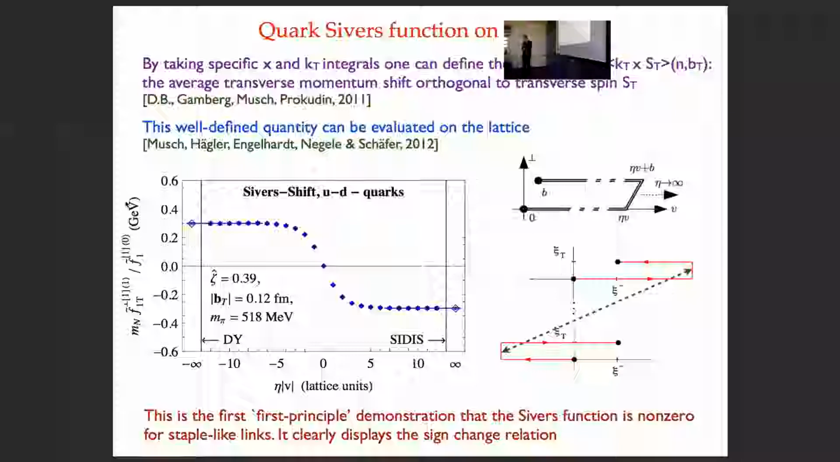Brodsky always says, well, in QED we already knew that it's non-zero. But in QCD, the Sivers TMD is really there and non-zero for staple-like links, and it shows this sign change relation, which is actually clear because they use the definition that has that property. It doesn't mean that in experiment you will actually find a sign change. But this shows that the gauge links have observable effects. So yeah, they matter.